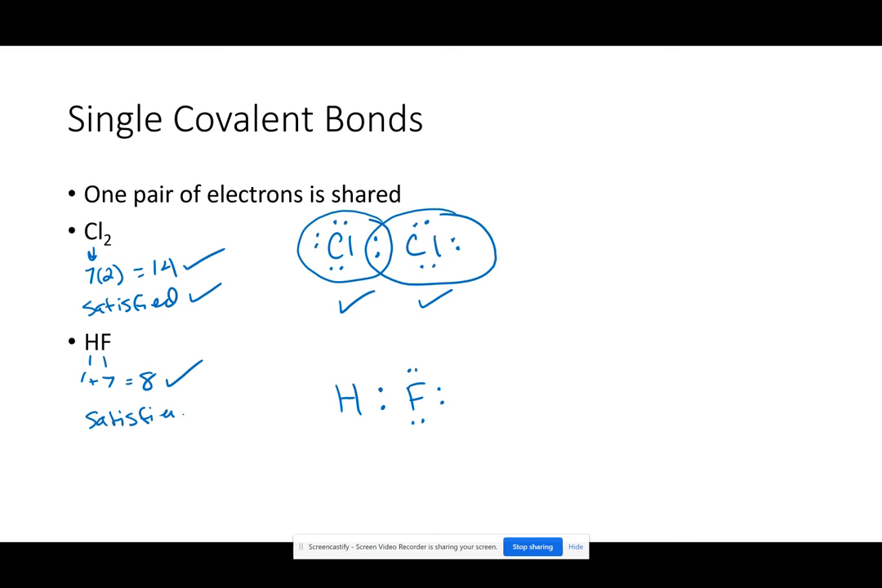I have to check if everything's satisfied. The hydrogen, all hydrogen can do is make 1 single bond. And then the fluorine has 8 around it, so we're good.